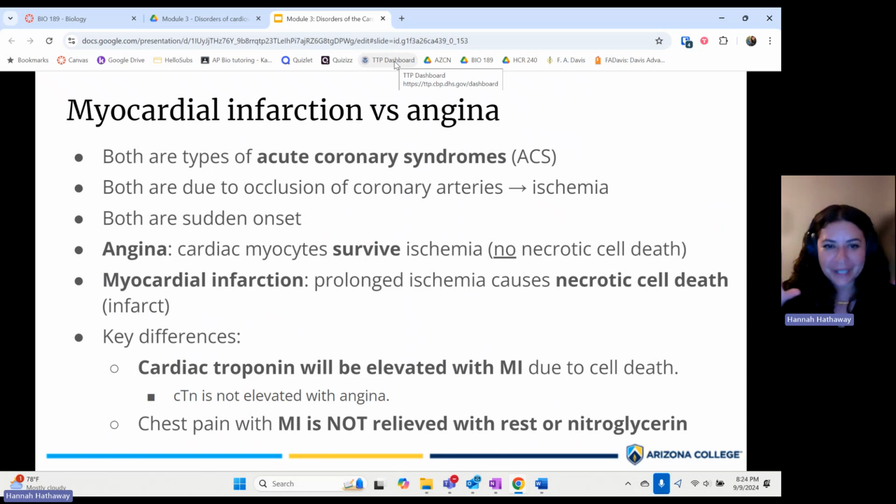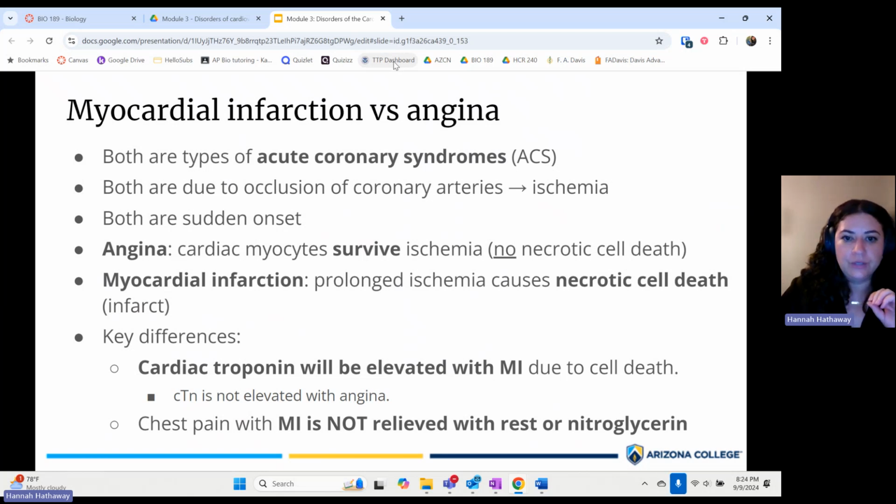All right. So to compare and contrast and summarize the difference between myocardial infarction versus angina. Both of them are types of acute coronary syndromes, meaning they're both due to something going wrong with the coronary circulation, which leads to ischemia. Both of them are acute, so they are both types of sudden onset. Angina is a temporary ischemia, so the cardiac muscle survives that ischemia. There's no cell death. It is still painful. Myocardial infarction, prolonged ischemia causes necrotic cell death, so that's going to be the exploding, bad cell death of heart tissue.